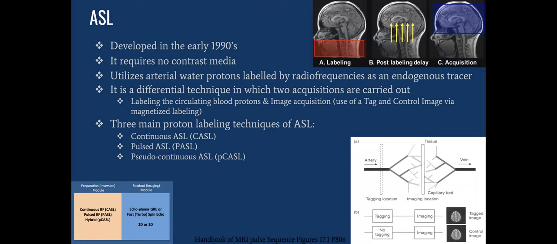It's a differential technique in which two acquisitions are carried out: one labeling the circulating blood protons, the labeled image, and the other a control image acquisition. It uses a tagged image and a control image for differentiation. There are also three main proton labeling techniques of ASL: continuous ASL, pulsed ASL, and pseudo-continuous ASL.